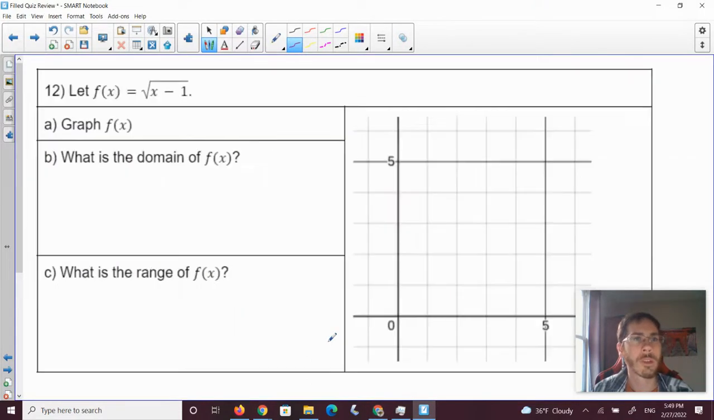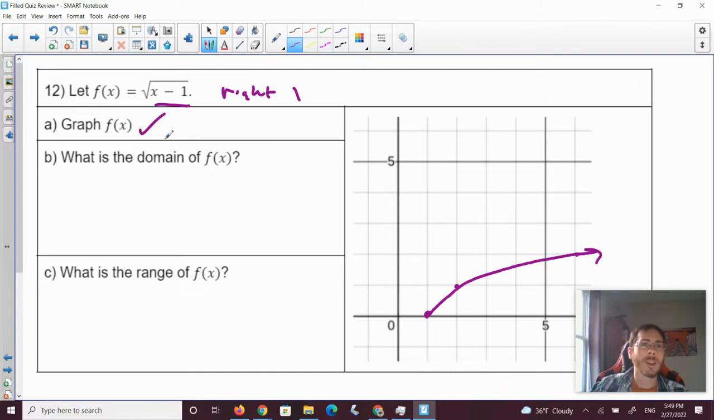All right. Then number 12, let f of x equals the square root of x minus 1. So again, here we can see that we're just going to the right one. So what I'm going to do is go to the right one. These points, we're just making a nice little sketch. So there we go. Graph f of x, done.